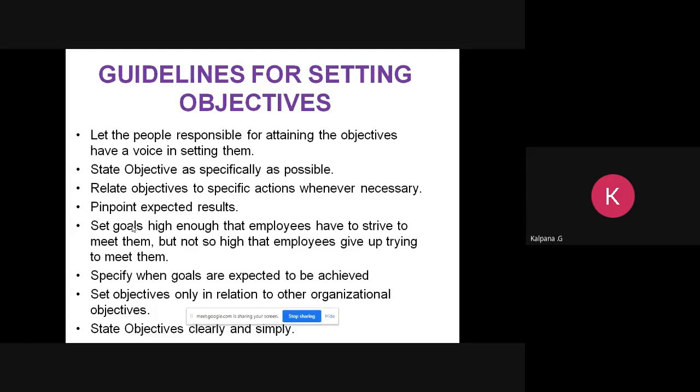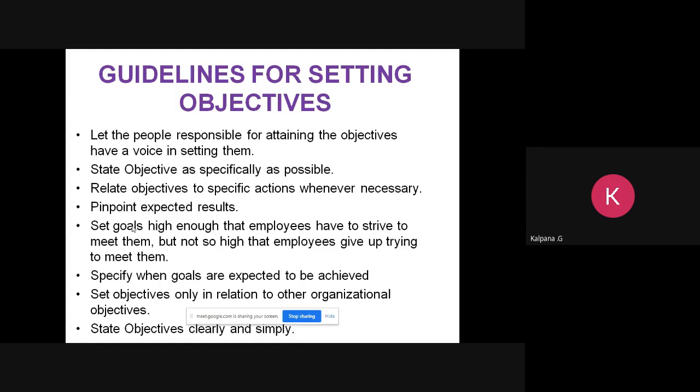The second point is state objectives as specifically as possible. If it is a departmental objective, it should be specific to the department. If you are setting an objective for an employee, it should be specific to his own skill sets, or we are going to train them and then assign this objective to that employee. Then only it will work well. Third one, relate objectives to specific actions whenever necessary. Fourth point, pinpoint expected results. So we are going to talk about the expected results while setting the objectives itself.